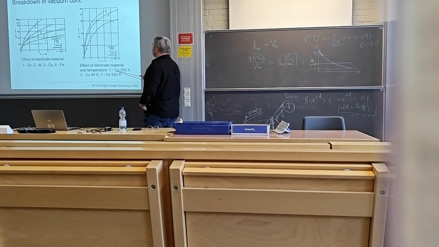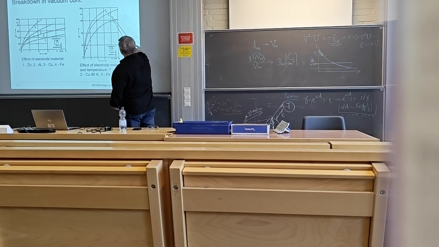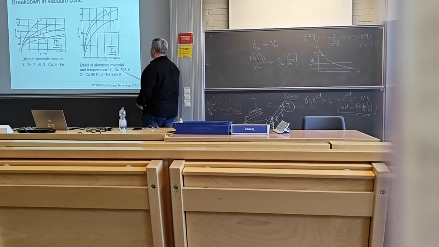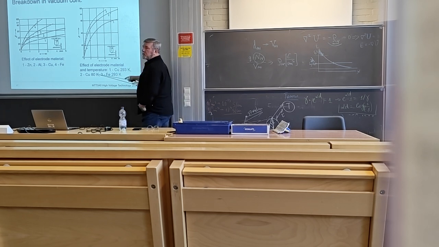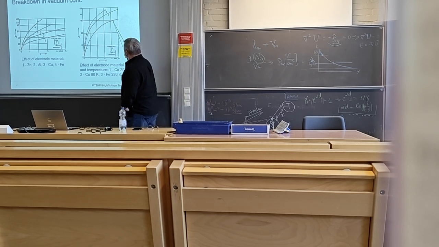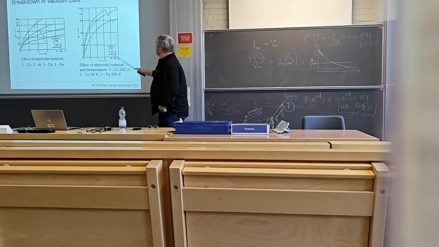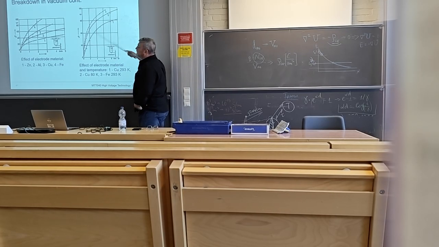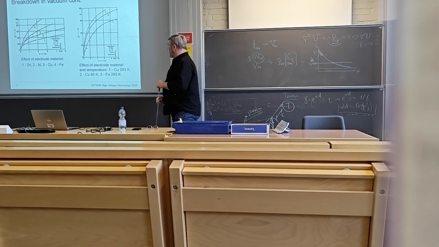Here you can see the temperature effect. So 1 and 2, this is for copper. 1 is room temperature, 2 is quite low actually. I think it's liquid nitrogen or something. So you see the cool down with liquid nitrogen. The difference is quite significant because the injection process is temperature dependent as well.